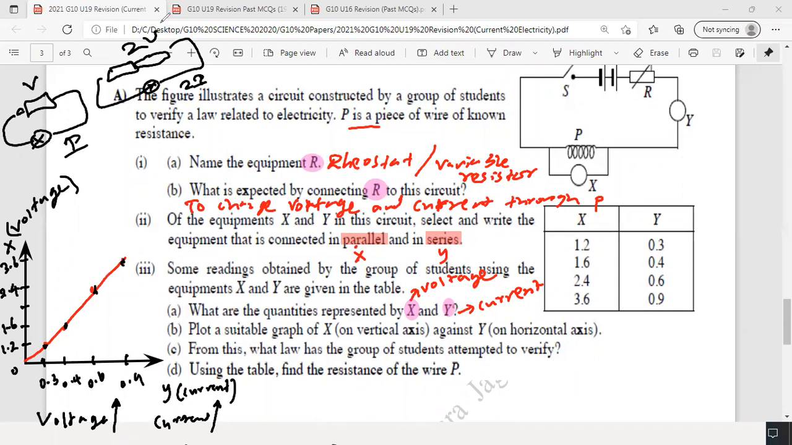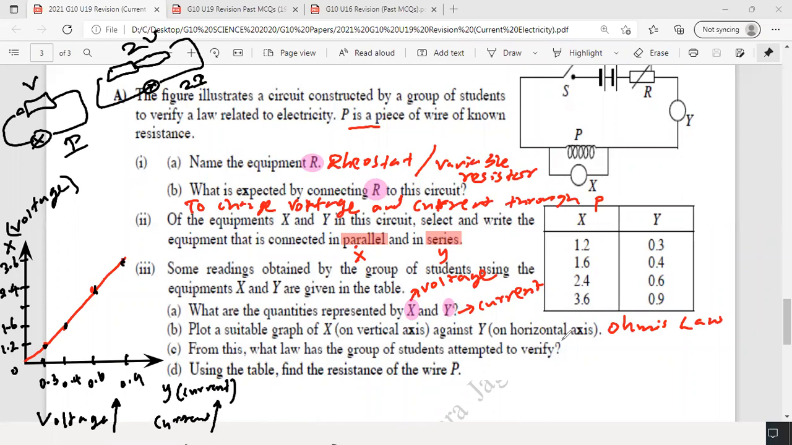Then part C, what law has the group of students attempt to verify? The answer is Ohm's law. Then, using the table, find the resistance of wire P.